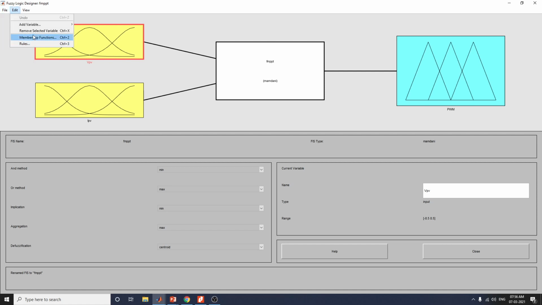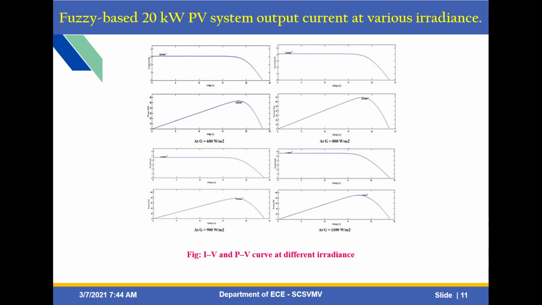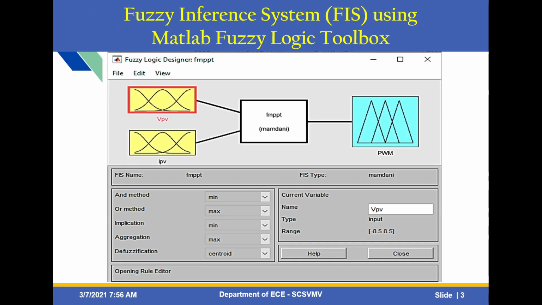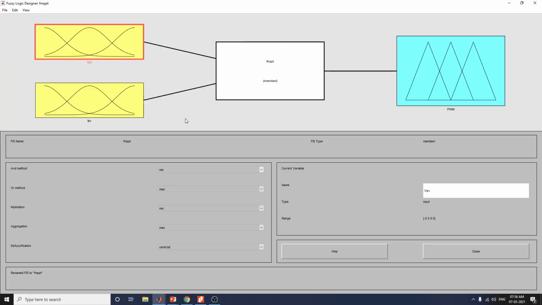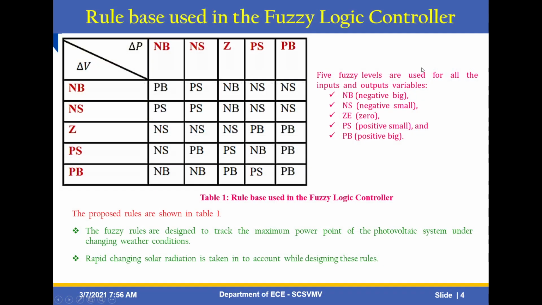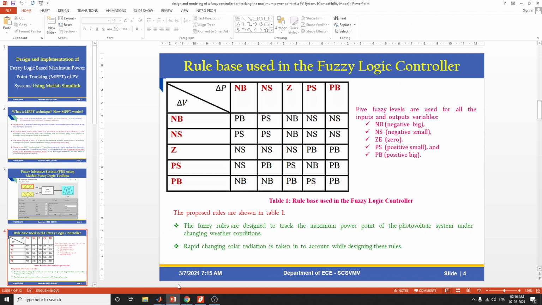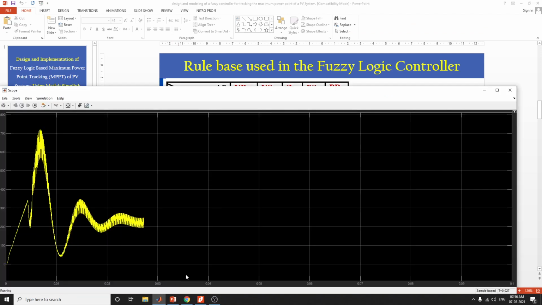Here this is another value, and you can edit the membership functions and also change the rules according to this model. This is our membership model. Here I constructed it with five fuzzy levels used for all the input and output variables. Rapid changing of the solar radiation is taken into account while designing this type of rules.